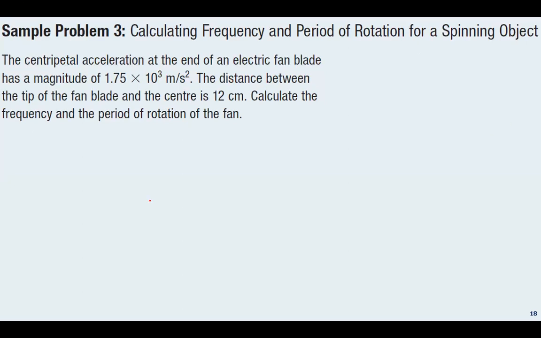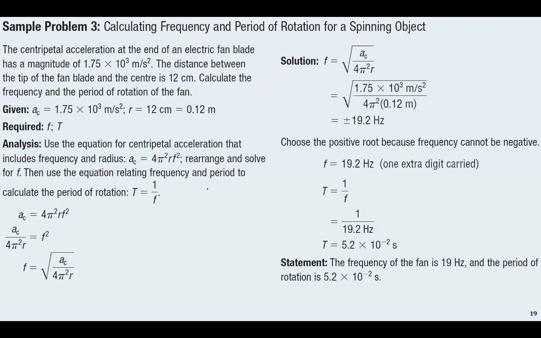All right, let's have a look at the solution together. Okay, so we are given the following information. The magnitude of the centripetal acceleration, AC, is 1.75 times 10 raised to the power of 3 meters per square second. And we also know the radius of this circular motion is 12 centimeters, which is 0.12 meters. And we want to find the frequency and the period of this motion.